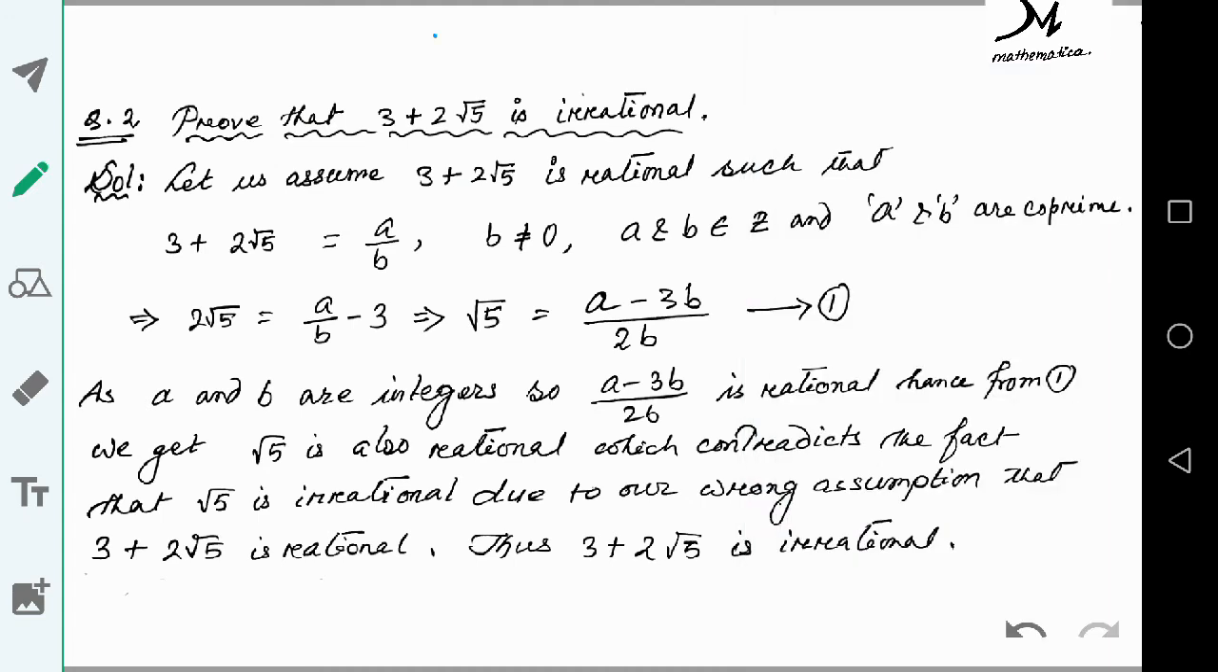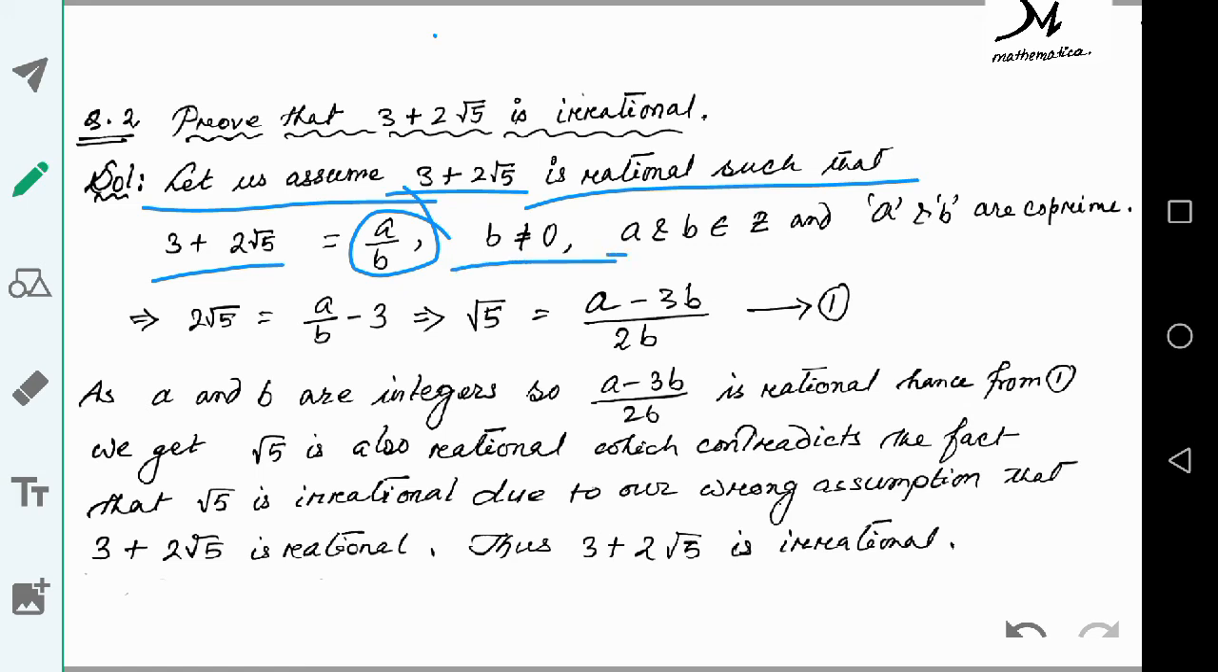Here, prove that 3 plus 2 root 5 is irrational. How to prove this? This is a very simple problem. Now here you see, let us assume 3 plus 2 root 5 is rational, such that it can be written in the form a by b, where b is not equal to 0, a and b are integers, and they are co-prime. Now let us transfer this 3 to the other side. Then we have got 2 root 5 is equal to a by b minus 3.